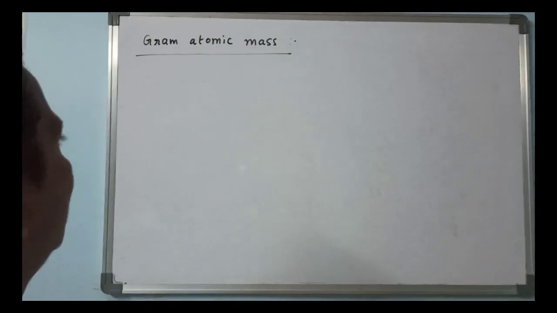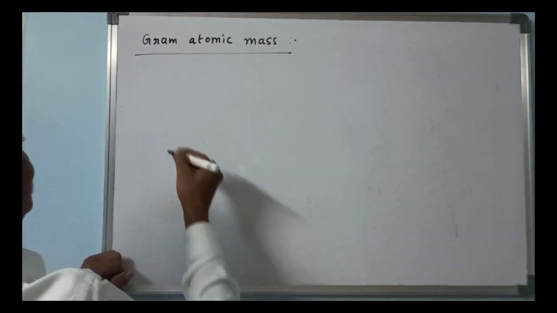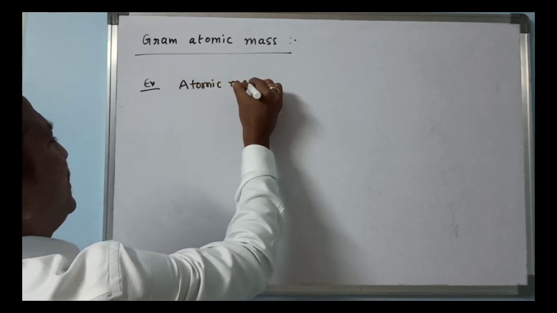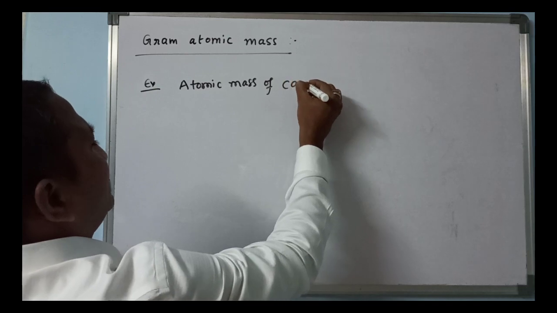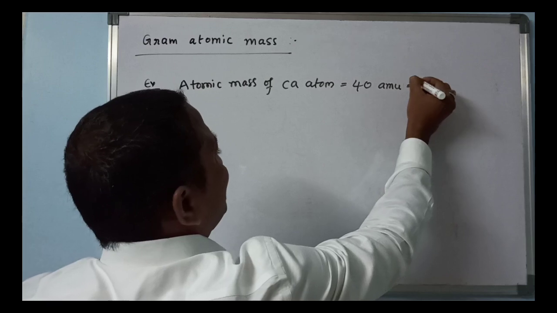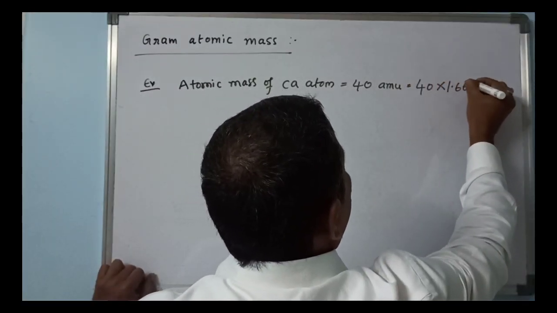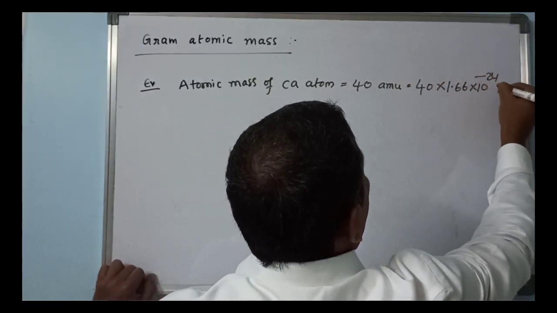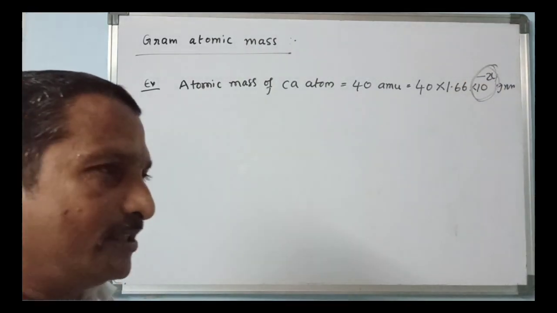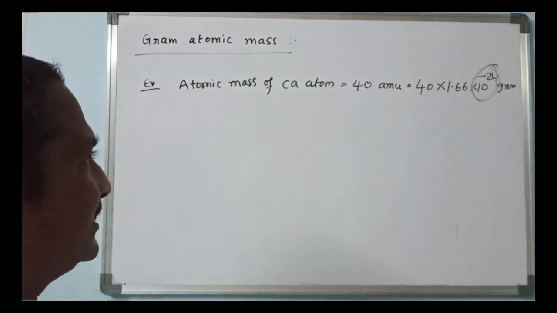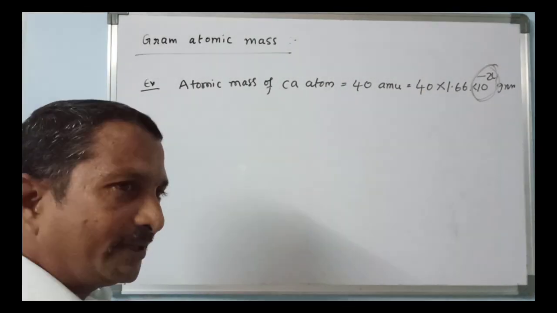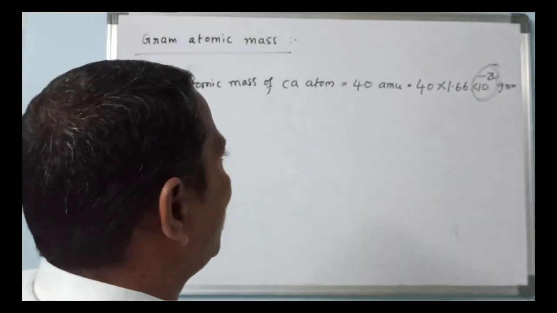Take calcium. The atomic mass of a calcium atom is equal to 40 AMU. That means 40 into 1.66 into 10 power minus 24 grams. 10 power minus 24 is a very small value. That's why it is not measurable by any experimental methods. That's why this should be converted into a measurable value. How can we convert this value into a measurable value? By simply multiplying with Avogadro number.